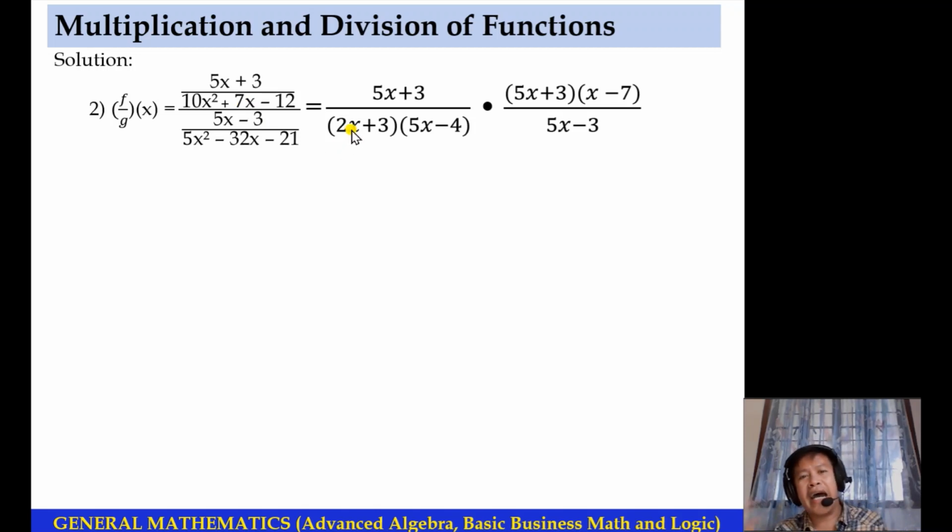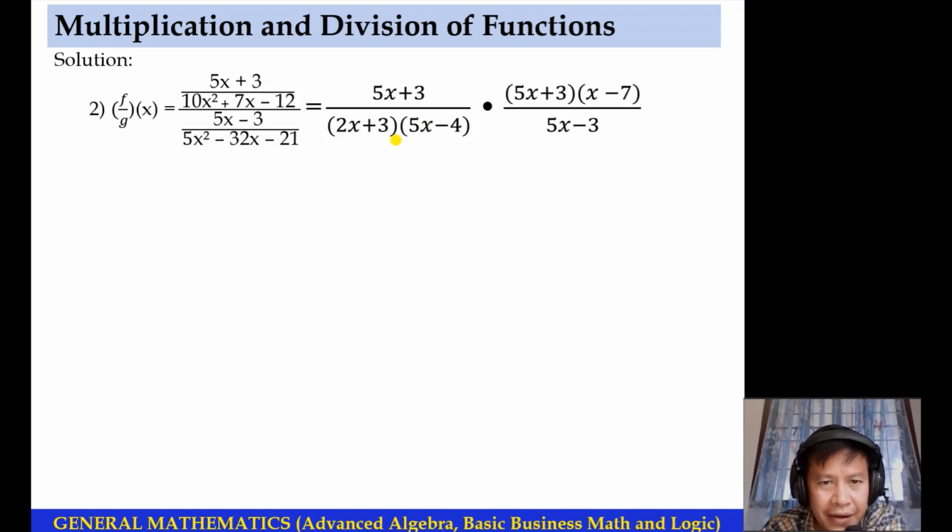We are going to check if the middle term will come out, using the sum of the outer terms and the inner terms. 2x times negative 4 is negative 8x. 3 times 5x is equal to 15x.